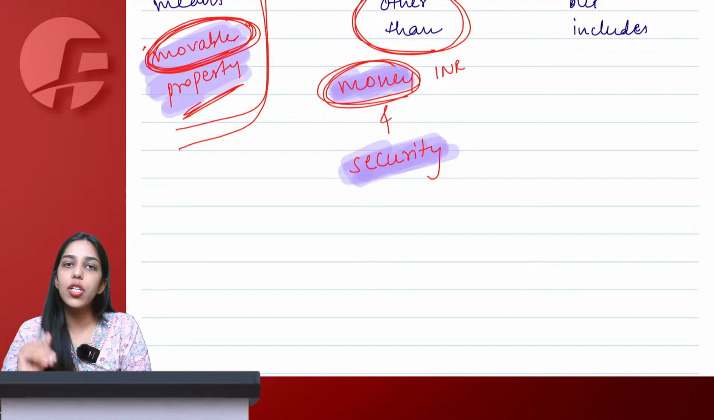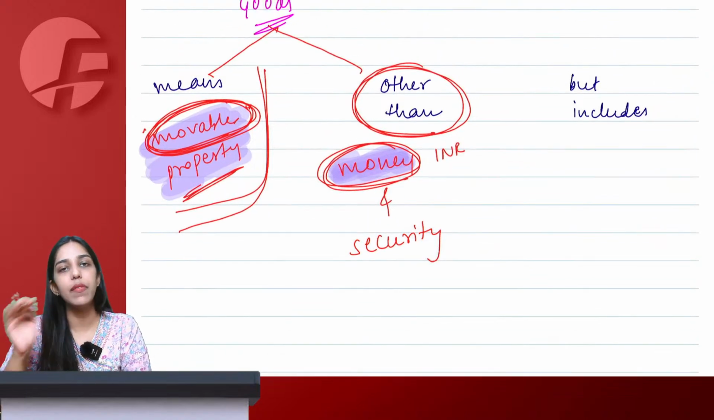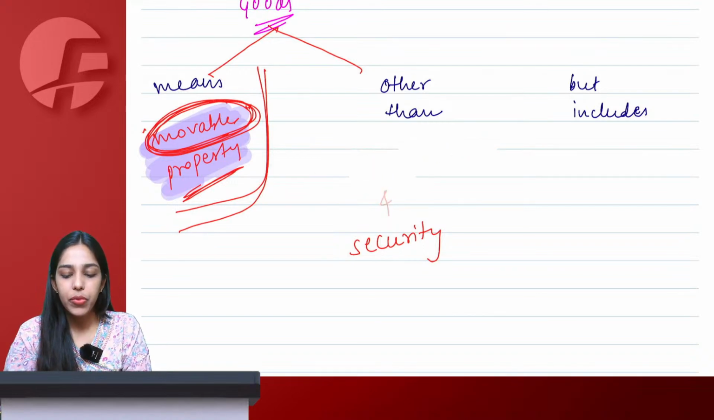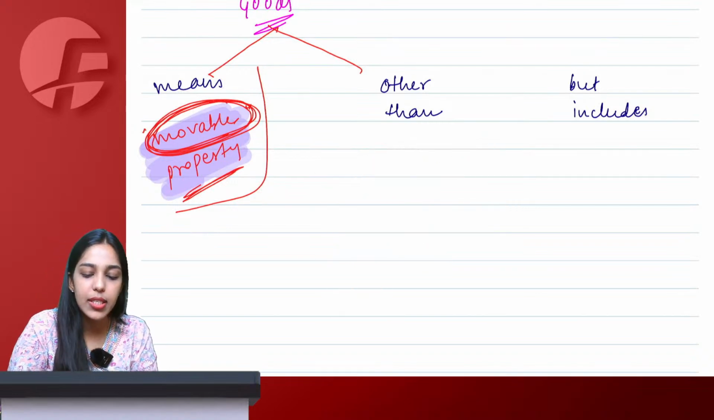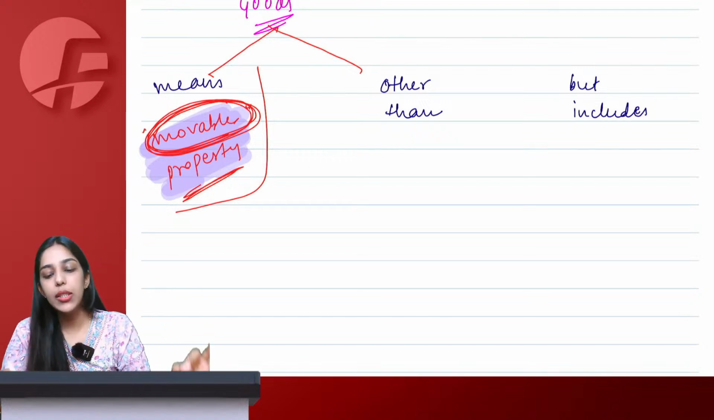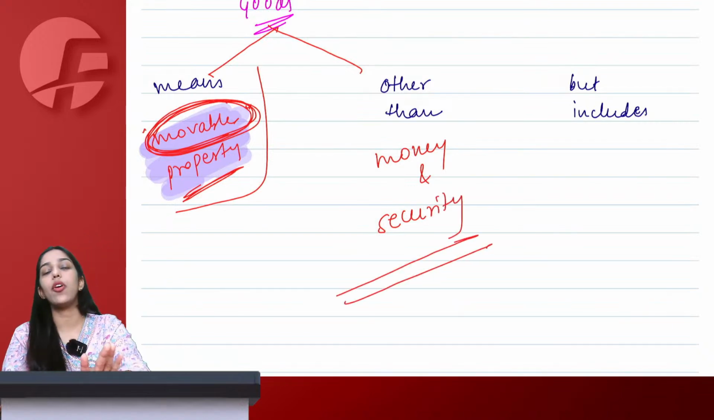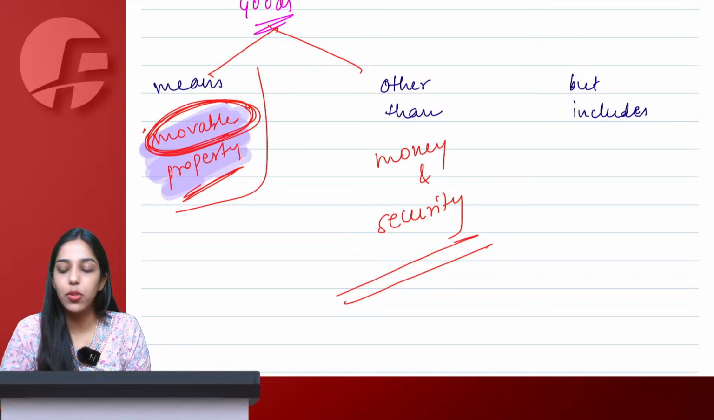See, in the goods definition we are seeing, they have particularly excluded money. Even in the service definition, they have excluded security. So it is very clear that goods means every kind of movable property other than, you might say, money and security are movable, immovable, we are least concerned, but particularly money and security will never be considered as goods.